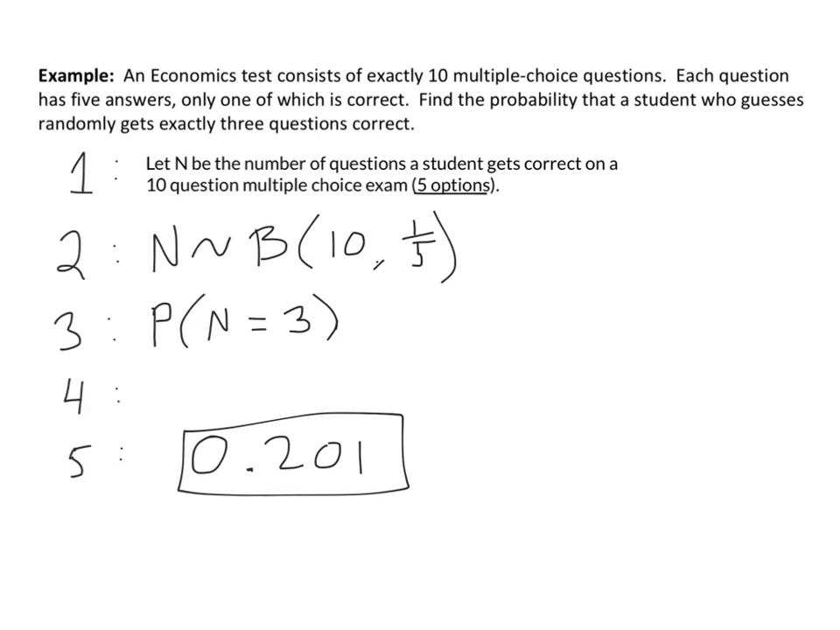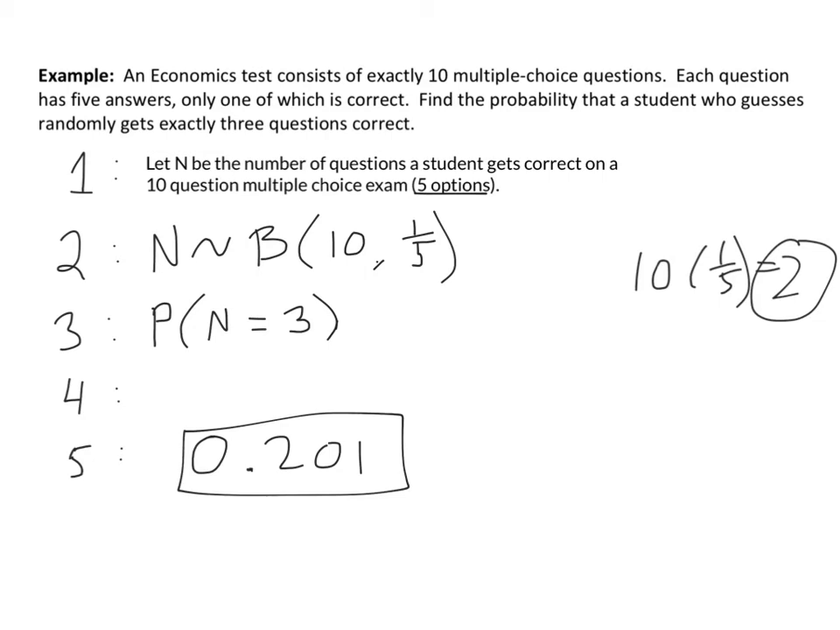Something I haven't talked about yet in this video is the concept of reasonability. Does this answer make sense? One of the things I always like to think about in a problem like this is how many questions the student should have expected to get correct. If there were 10 questions and they have a 1 in 5 shot of getting them right, we would probably expect them to get about 2 of them right. So the probability of them getting 3 right, which is close to this, feels like there should be a decent chance of that. 20% is a fair chance.